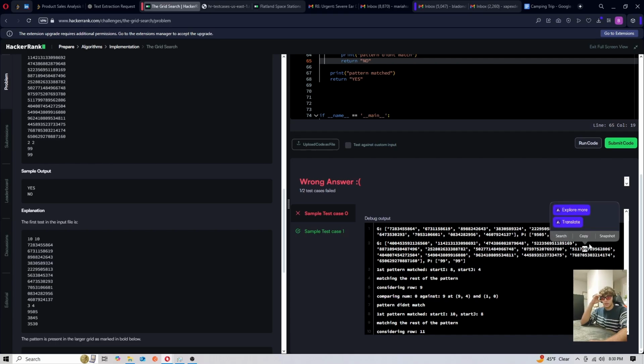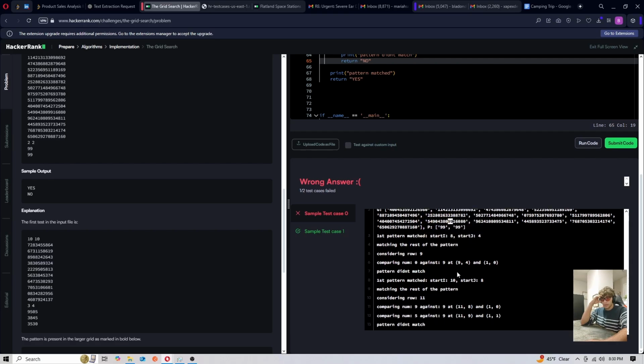Matching considering row 9. Comparing number 0 against 9 at 9 at 4. 0, 1, 2, 3, 4. Pattern didn't match. First pattern matched at 10 and 8. 0, 1, 2, 3, 4, 5, 6, 7, 8, 9, 10. 0, 1, 2, 3, 4, 5, 6, 7, 8. Considering row 11. 0, 1, 2, 3, 4, 5, 6, 7, 8.